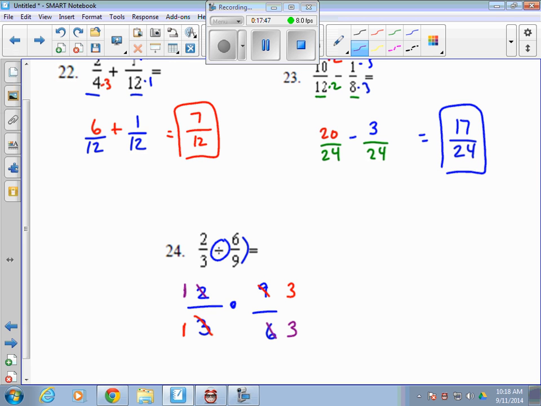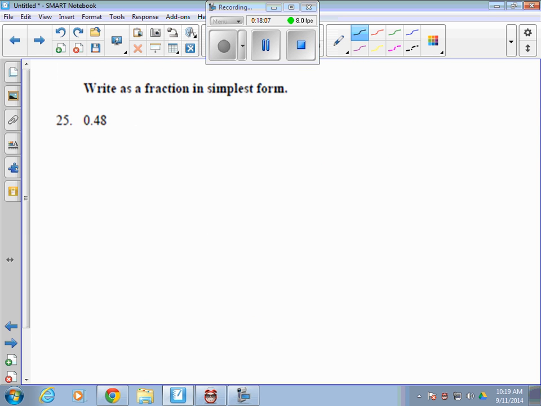So watch what's going to happen now. We're still going to wind up simplifying at the end. 1 times 3 is 3. 1 times 3 is 3. And we know that 3 divided by 3 is ultimately going to give us 1 for number 24. If you multiply straight across, you'd get 2 times 9, you'd get 18, and you'd get 3 times 6, you'd get 18 over 18, and you'd still come up with the same number 1.